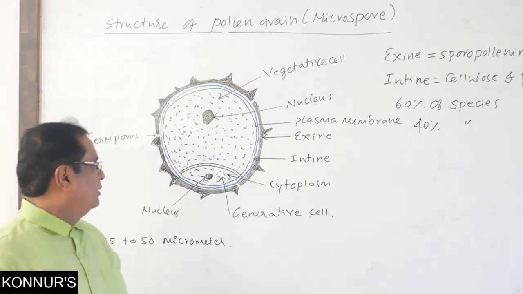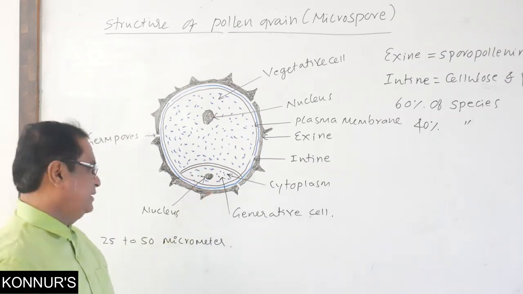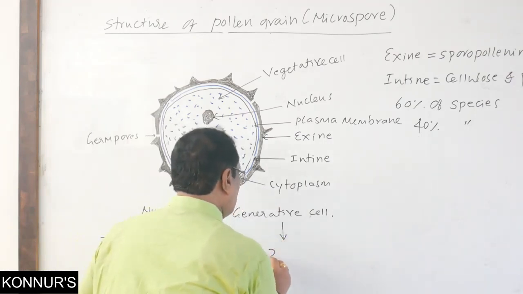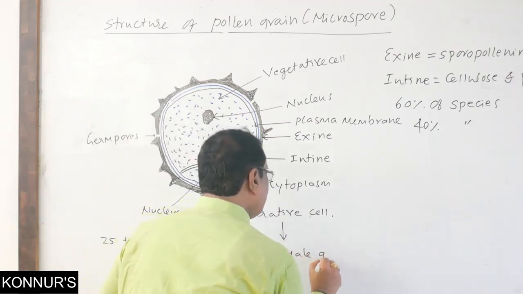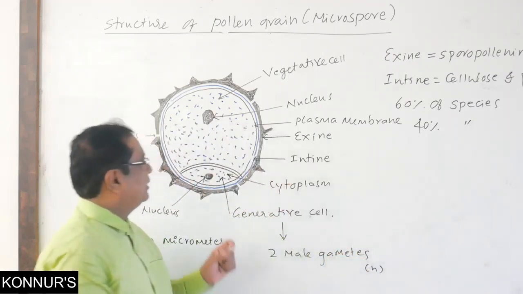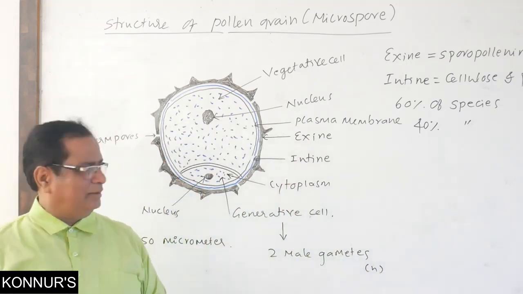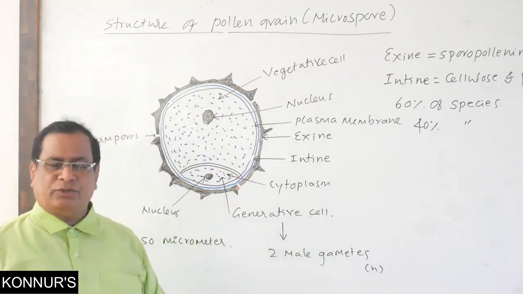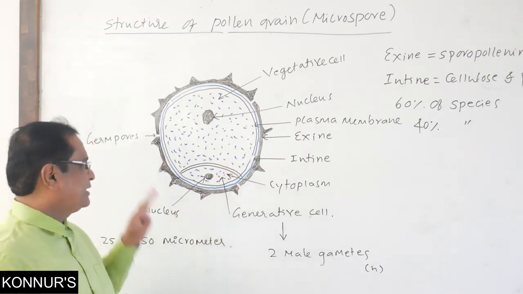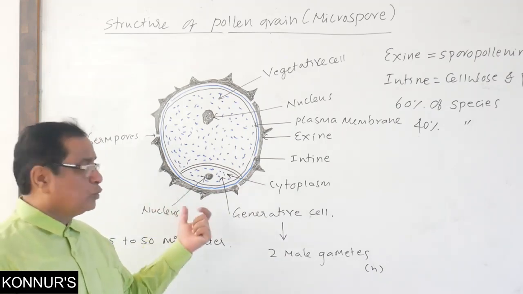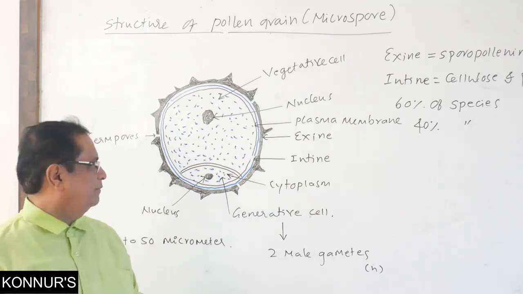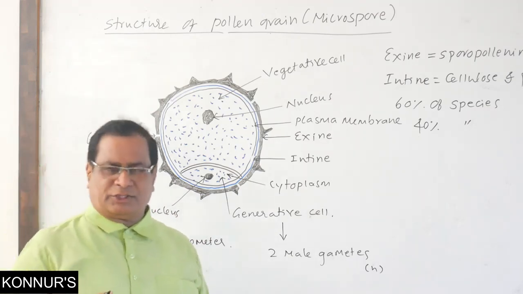In that 40% of species, this generative cell gives rise to two male gametes, so that the pollen grain becomes three-celled. That is in 40% of plant species. But in 60% of species, just two-celled stage pollen grains are shed or discharged from the anther. This is about the structure.